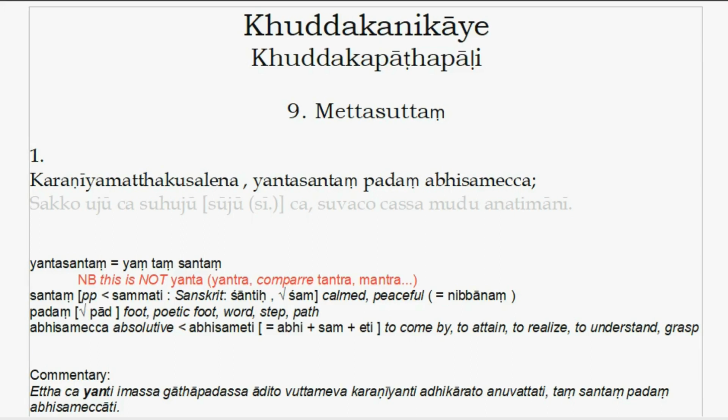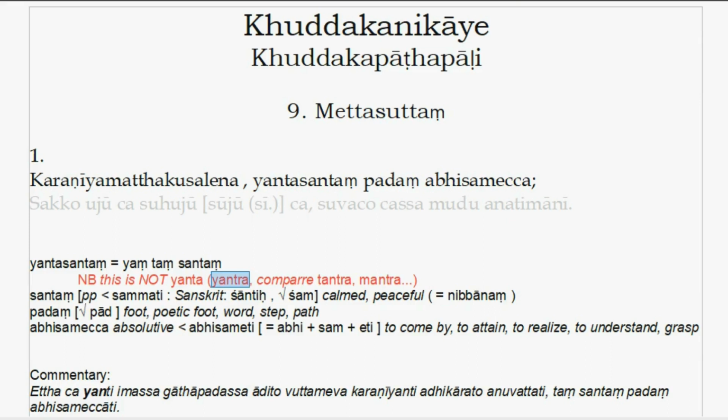So moving right along, we have Yanta Santang Padang Abhisam Etcha. The first thing we have to do is figure out what Yanta Santang is. When I first looked at this, I thought it was possibly a compound of Yanta and Santang. Yanta is the Pali version of the Sanskrit yantra, and you might be familiar with yantra.